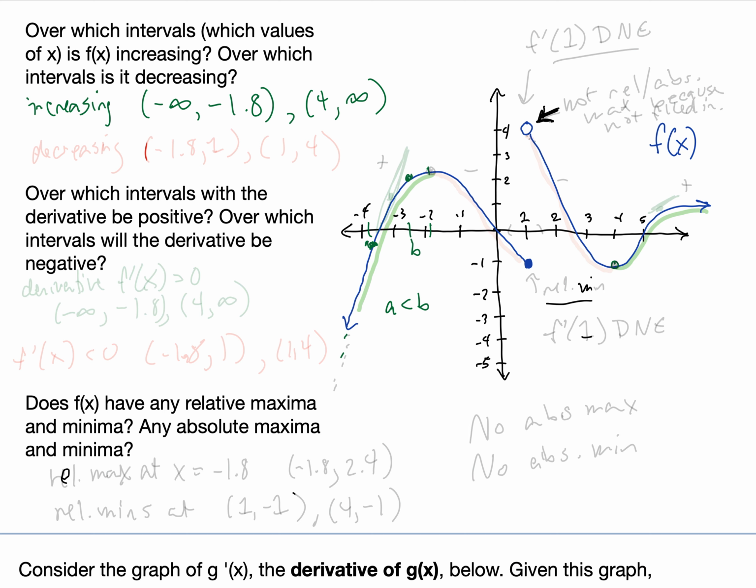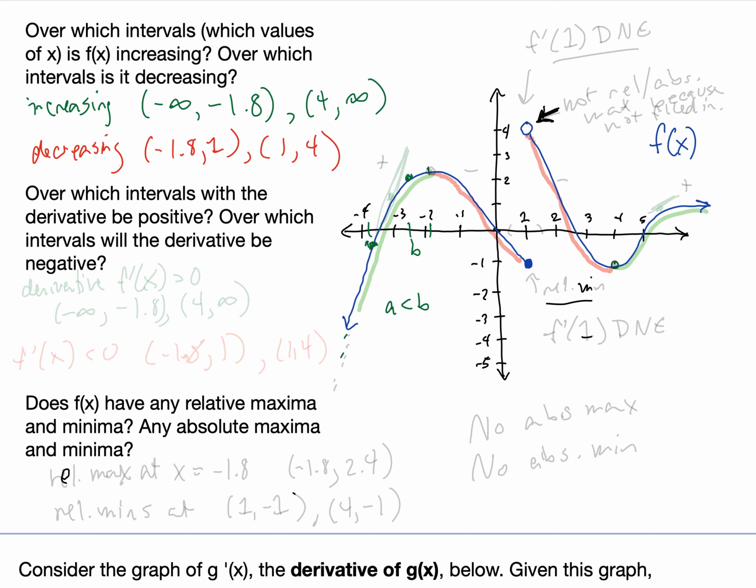So where is it decreasing? It's decreasing from this point forward, and it's also decreasing over here. And then there's this break in the middle at x equals 1 where the function is neither increasing nor decreasing. It's just not continuous. So it's decreasing over the interval from negative 1.8 up to 1, as well as the interval from 1 to 4. So those are the intervals over which the function is increasing and decreasing.